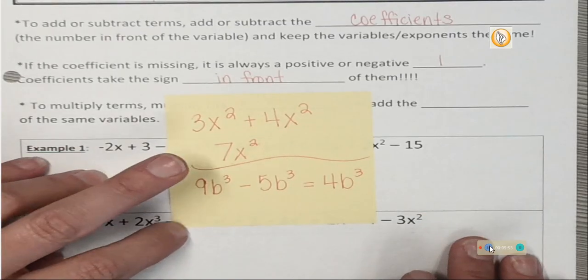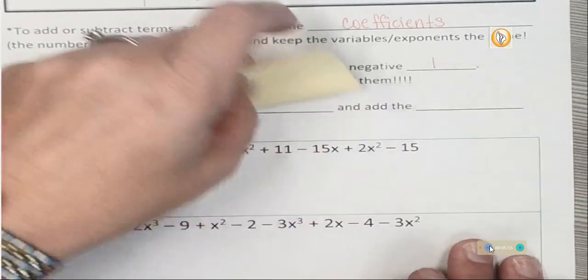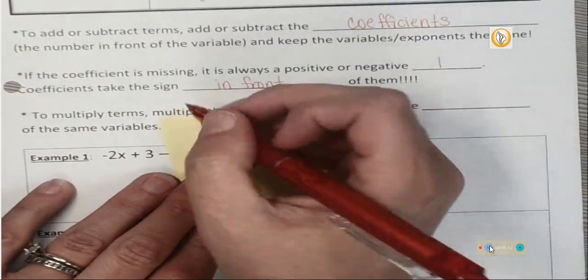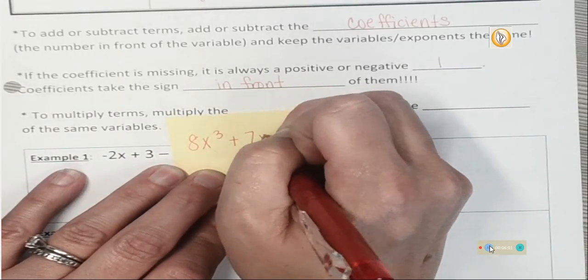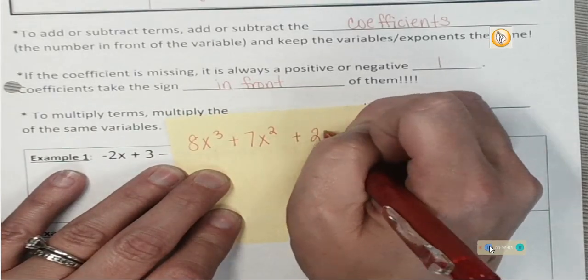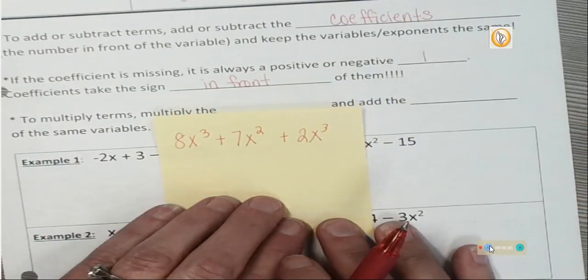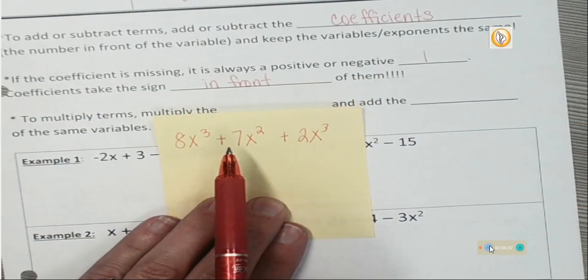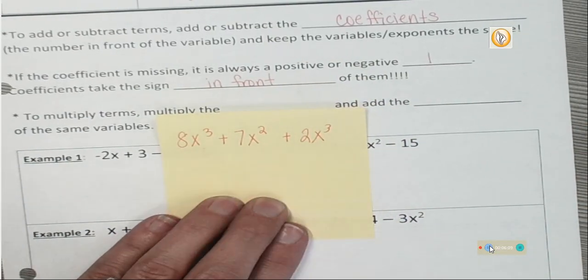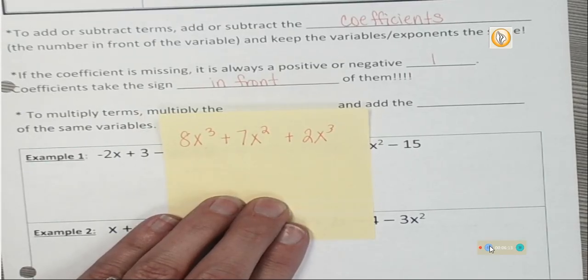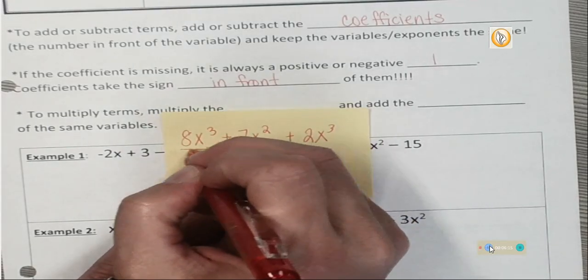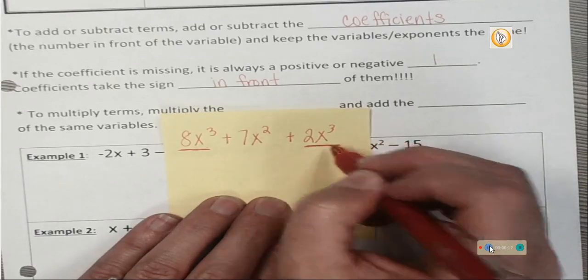That's when something changes. All right, let me give you a little bit bigger one I want you to think about. I've got 8x to the third plus 7x squared plus 2x to the third. You've got 3 different terms. Are they all like terms? No. Do you have any like terms? Which ones? 8x to the third and 2x to the third.